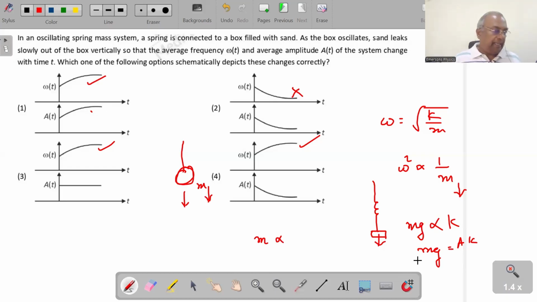mg is directly proportional to ka. Is it clear? As the mass decreases, the amplitude will also decrease. So this option is wrong, this one is constant. Now if the mass decreases, the amplitude of the oscillation will also decrease. So the answer is the fourth one. The fourth is the correct answer because, in the first, omega versus mass, and next, mass versus amplitude. As time goes on the mass decreases, so the amplitude also decreases.